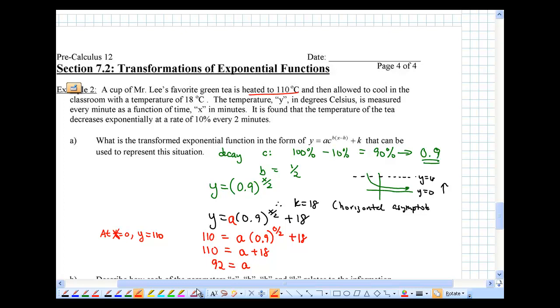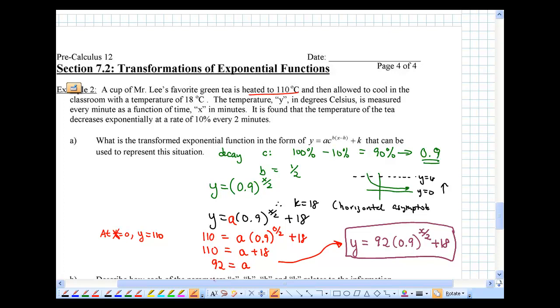Okay? So ultimately, all this work should get the following formula. It's y is equal to 92 bracket 0.9 to the power of x over 2 plus 18. This is the exponential equation that describes the rate of change, I guess. Not the rate of change, but the temperature of the tea as it decreases exponentially over time.